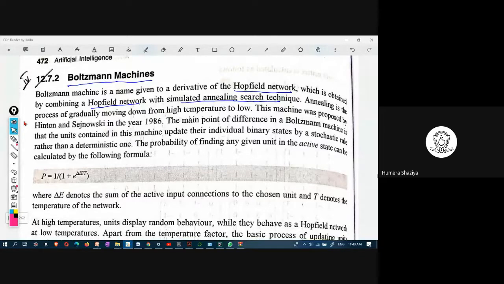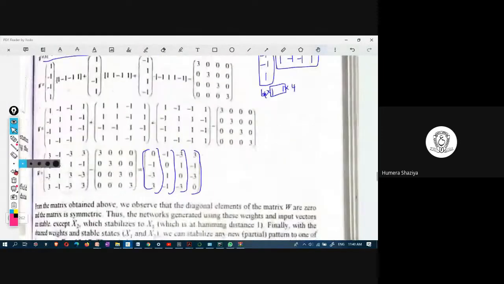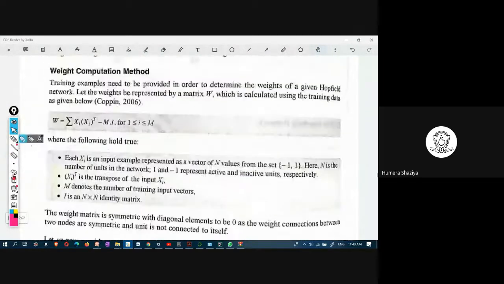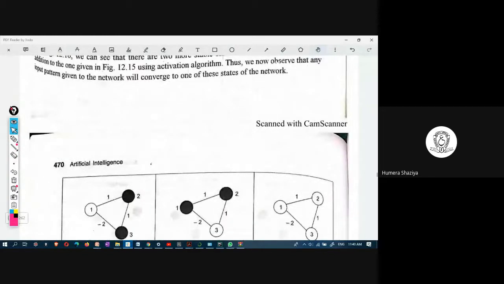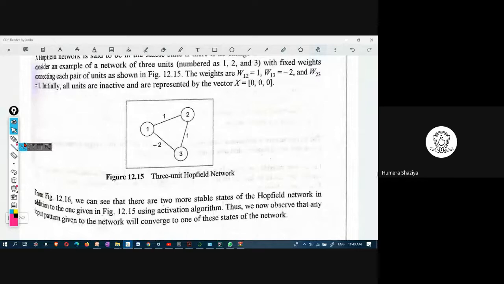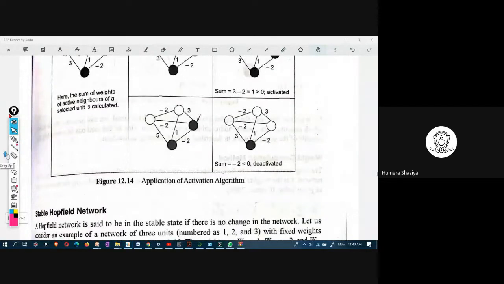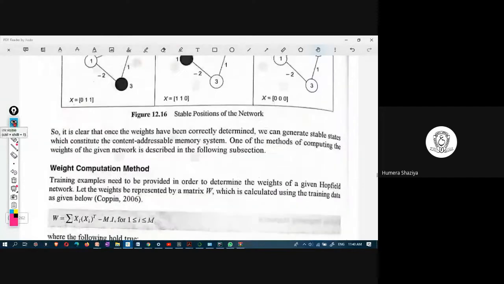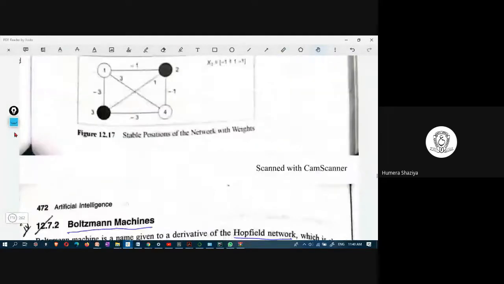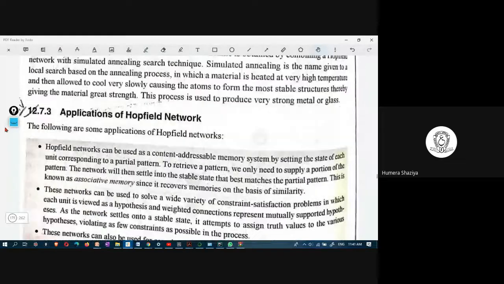This was proposed by Hinton and Sejnowski in the year 1986. The main point of difference in the Boltzmann machine is that the units contained in this machine update their individual binary states by a stochastic rule rather than a deterministic rule. Here we have learned that by performing these operations, we have got the rule. What is the rule? If the activation value is greater than 0. Based on the rule and the various computations, we are updating the node values.